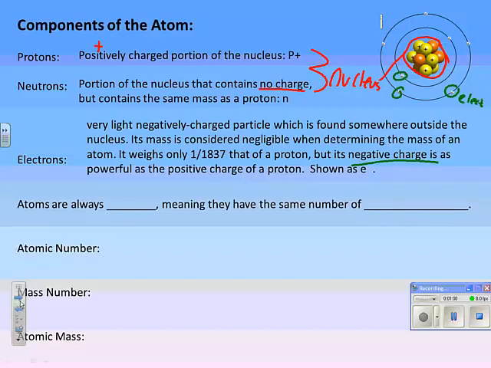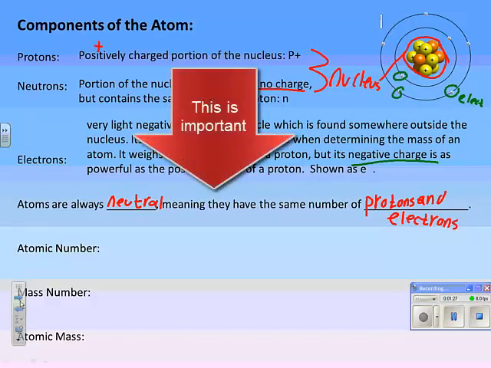Okay, now here's a big important statement right here. That doesn't look very important, but it is. Atoms are always considered neutral. So write that in there. Meaning that they always have the same number of protons and electrons. If you understand that right now, that makes your life substantially easier for the rest of the year.